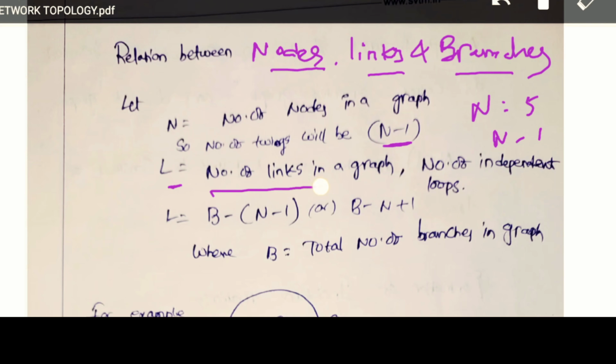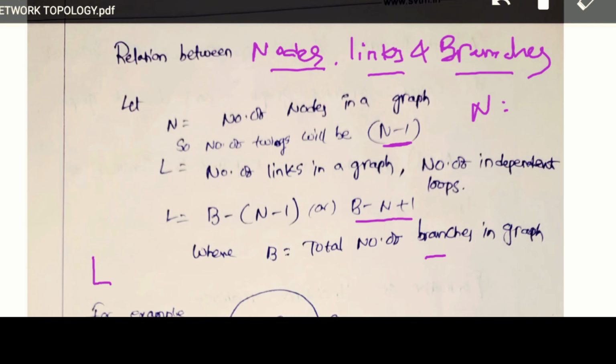Next, L is the total number of links in a graph. Links are nothing but the number of independent loops also. Therefore, the number of links is given by L equal to B minus (N minus 1). This is the important formula. B minus N plus 1, where B is the total number of branches in a graph.